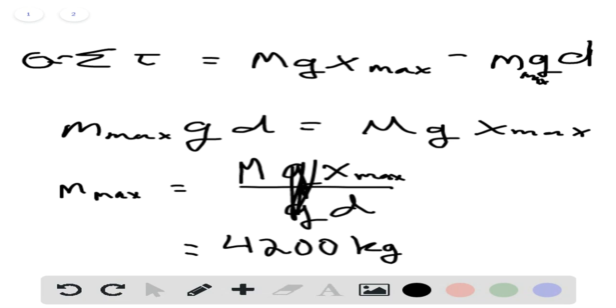So if we were wondering, we just want to sum the torques about the pivot point. The little m is the unknown mass in this case, and the counterweight is at its maximum distance, which is why we use 3.4 for x max. Yeah, and so the maximum load that this crane could carry if the counterweight was at the full distance is about 4 tons, 4,200 kilograms.